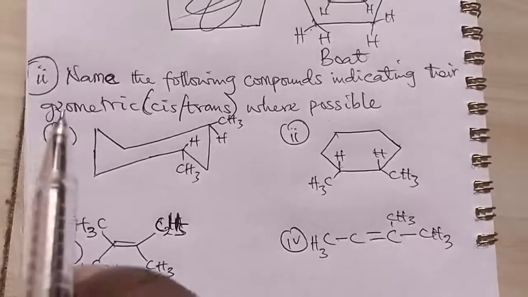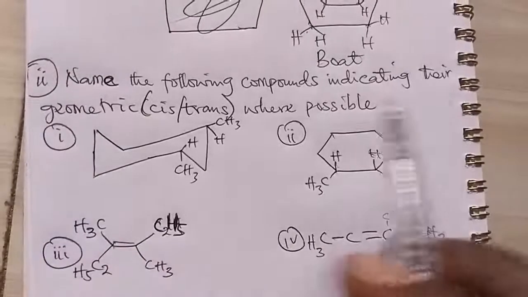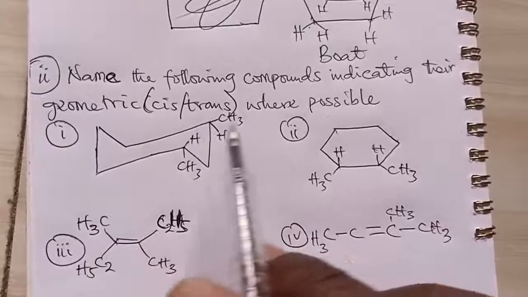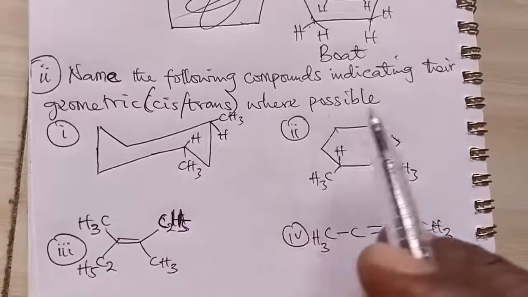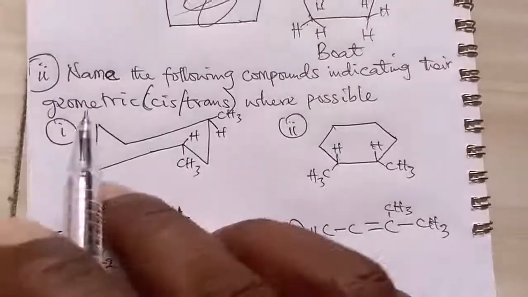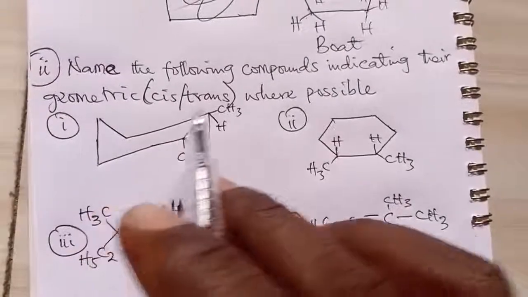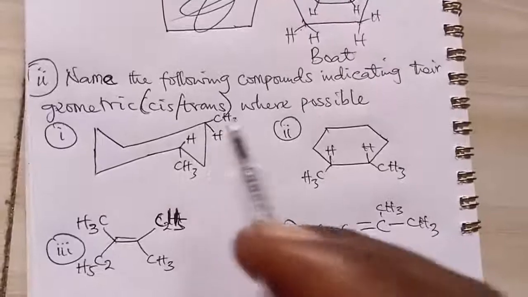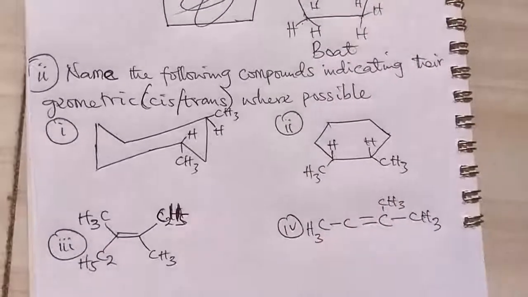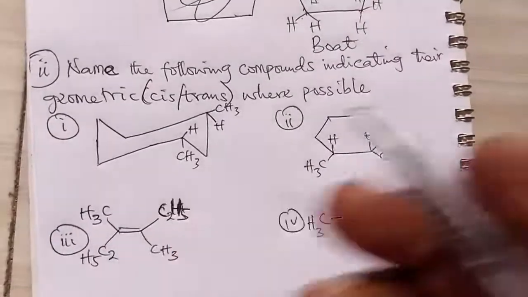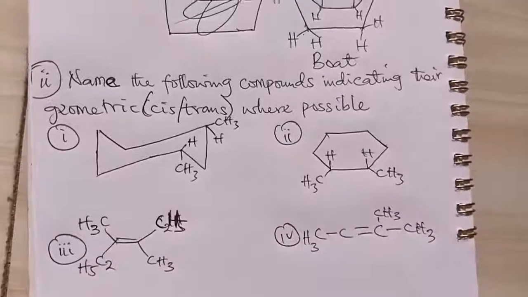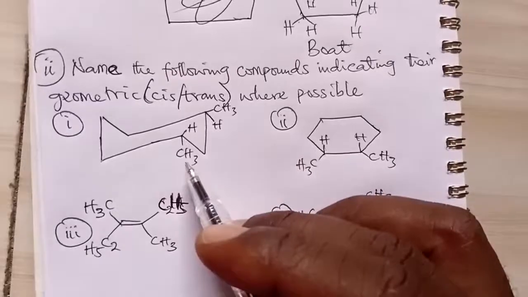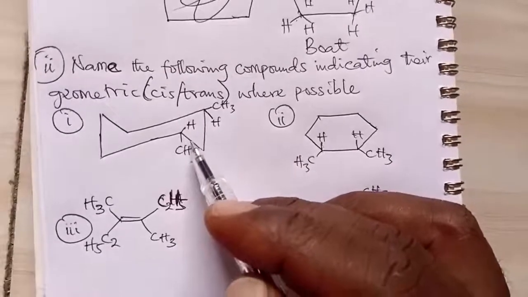The next question says, name the following compounds indicating their geometric, that is the trans or cis where possible. So the naming of geometric means call it trans or cis when you see it. Now it is trans when they are in opposite, one is up, one is down. But when they are cis, they are on the same plane. Now you can see here this is on the up plane, but this one is on the down plane. So on this one we call it trans.